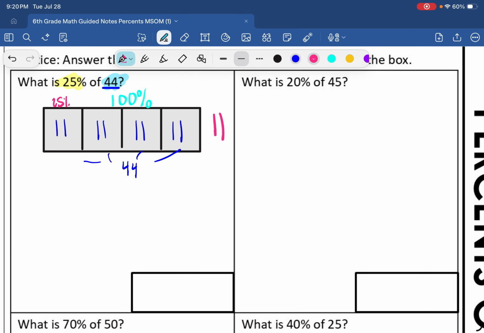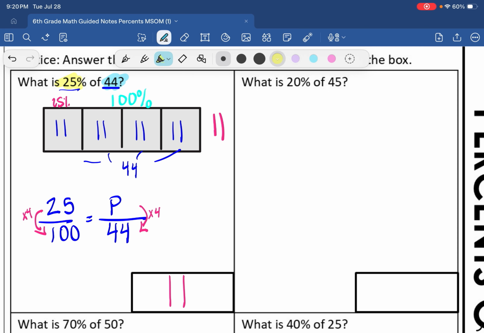Using equivalent ratios to solve the problem, 25% will be 25 out of 100, and that is equal to my part over 44. Now I'm looking for a multiplicative factor. I can notice vertically 25 times 4 is 100. So some number times 4 is 44. If I don't know what that is, I can divide. 44 divided by 4 equals 11.